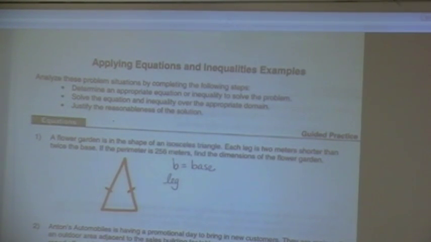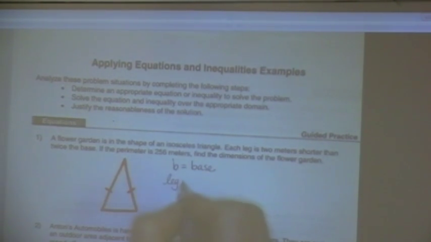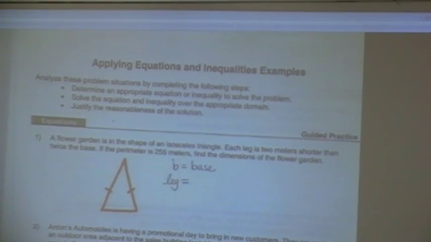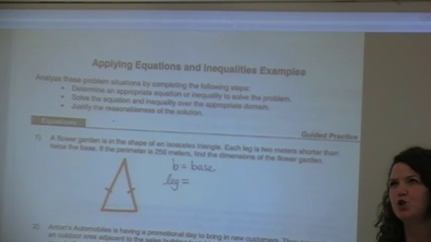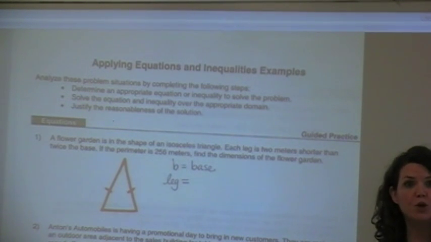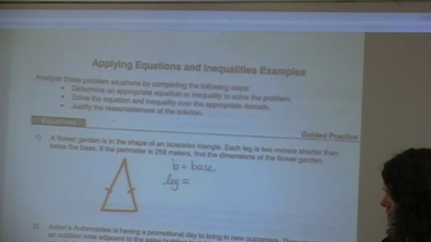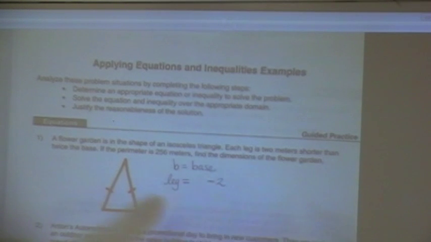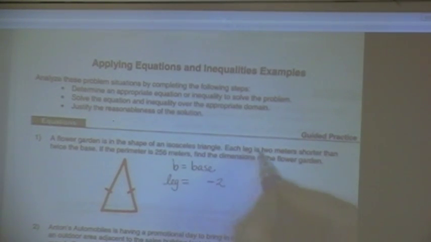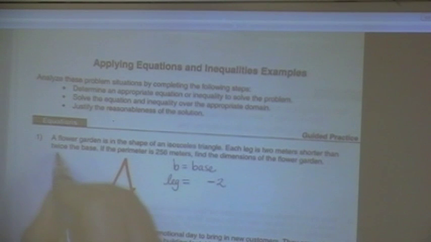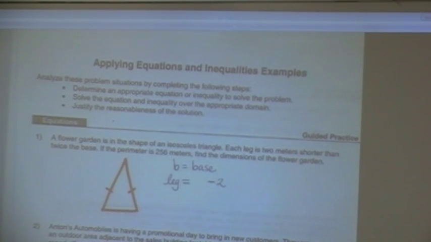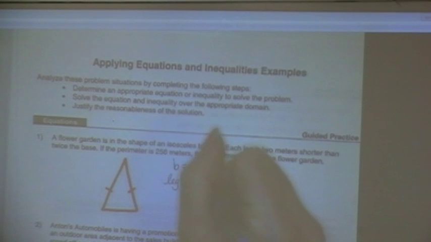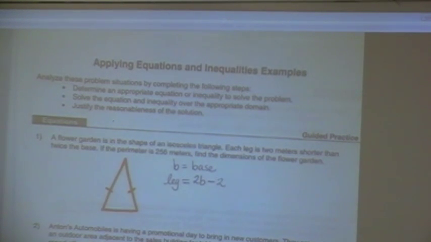Is. Mathematically, anytime you see the word is, it is an equal sign. 2 meters shorter than. Okay, mathematically, what would 2 meters shorter than be? Minus 2. Now I have to subtract 2 from something. So I'm going to leave a space. I'm not sure what yet, but I'm going to subtract 2 from something. Okay, so I did each leg is 2 meters shorter than twice the base. 2b. 2 times b. Oh, that was easy enough.